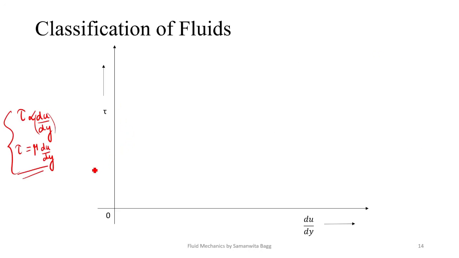So I can draw the Newtonian fluid, that is, tau is directly proportional to du by dy. It will be a straight line because n was 1, passing through the origin, and this is how I am going to draw the line. So this is the graph for a Newtonian fluid.